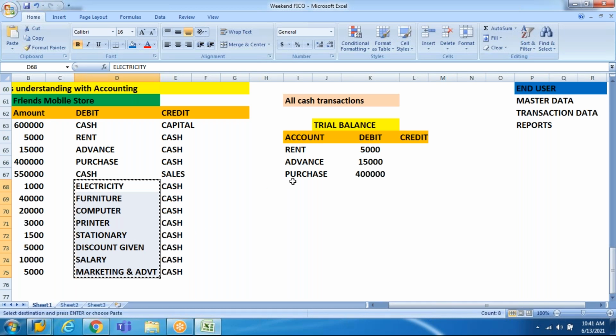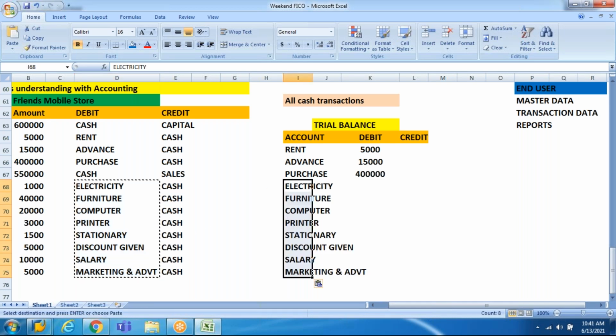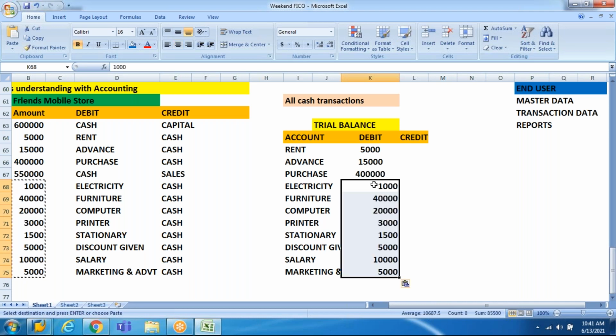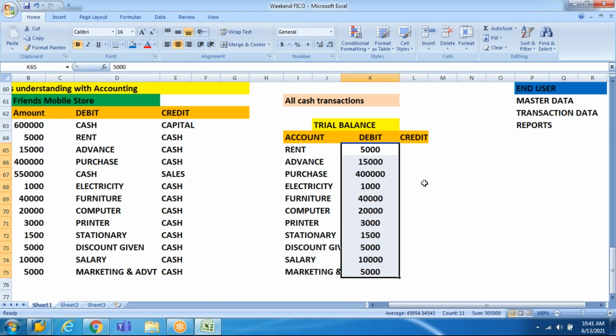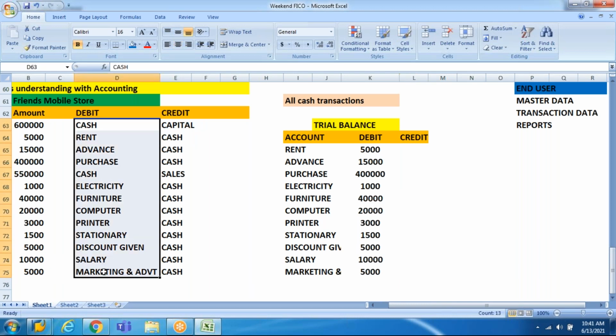Copy this. I'm going to put everything here. This amount I am going to consider on the debit side. Is this clear everyone? Yes. So we are done with the debit entries on the trial balance except cash. Now on the credit side, let us exclude the cash. What are the other transactions we have? Sales.